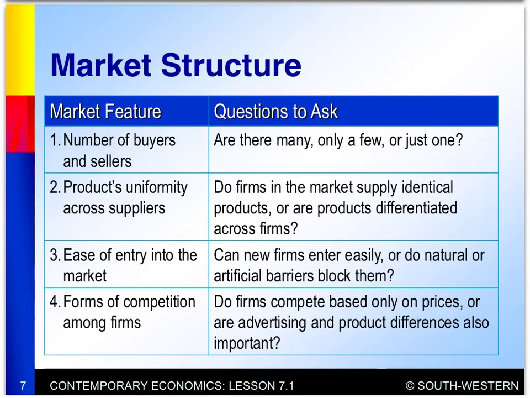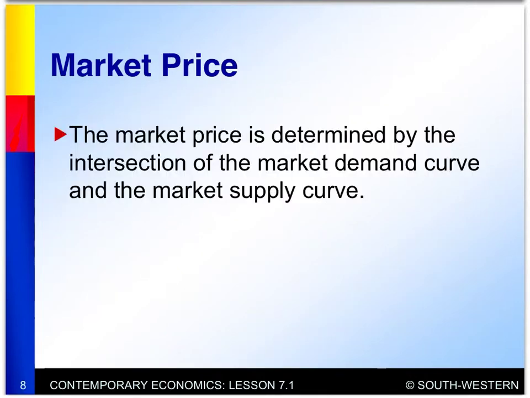Here are some key questions to ask when you're looking at market structure. How many buyers and sellers are there? Are there many, only a few, or just one? Is the product uniform? How easy is it to get in? Can new firms get in easily? And do firms compete based only on prices? Or are advertising and product differences important? We'll talk about it. All right, so the market price is determined by the intersection of the market's demand curve and supply curve.